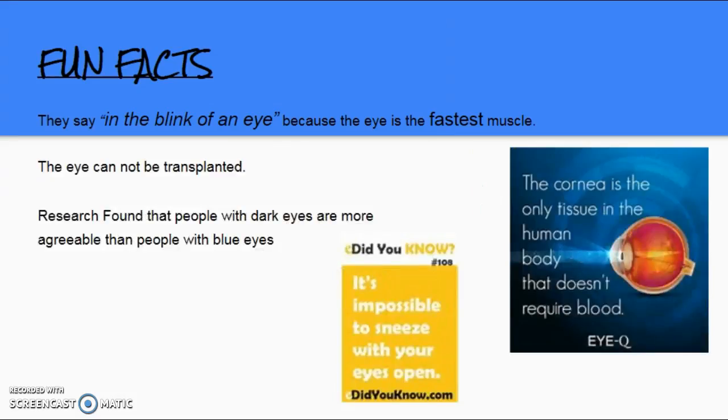Okay. Fun facts. They say in the blink of an eye because the eye is the fastest muscle. The eye cannot be transplanted. Research has found that people with dark eyes are more agreeable than people with blue eyes. It is impossible to sneeze with your eyes open, and the cornea is the only tissue in the human body that doesn't require blood.